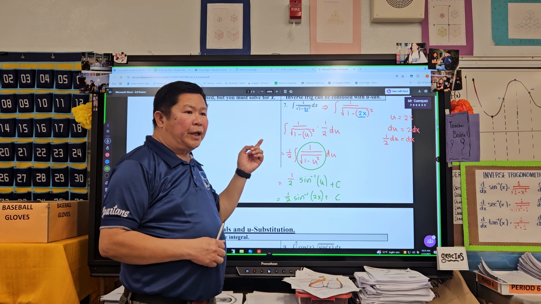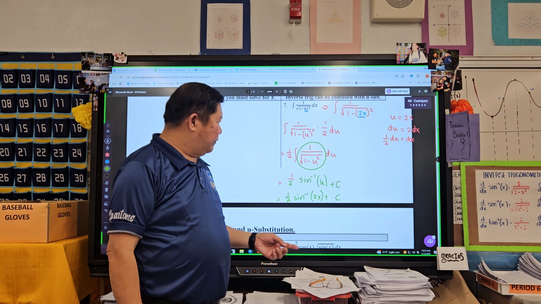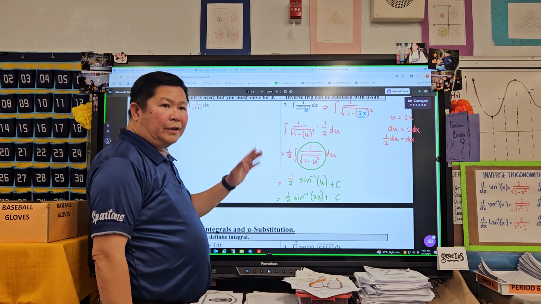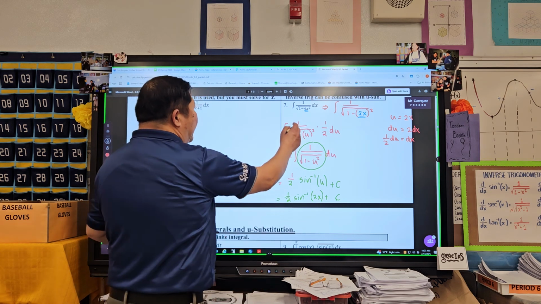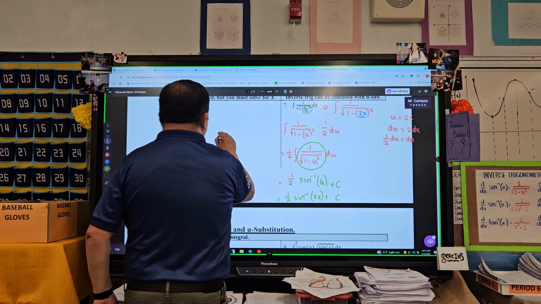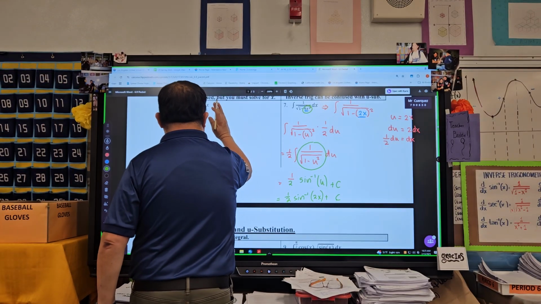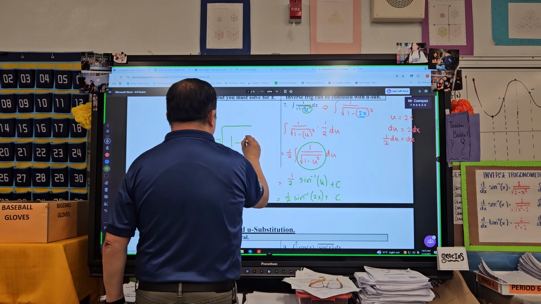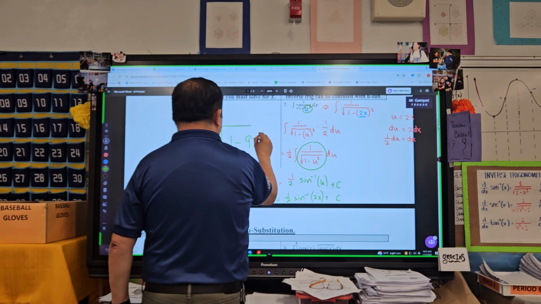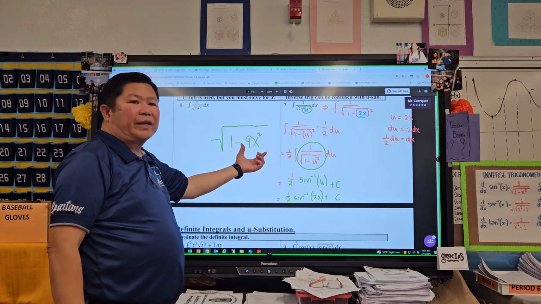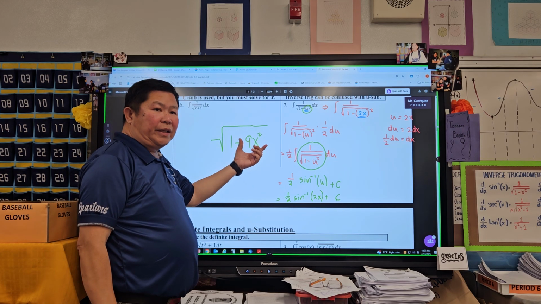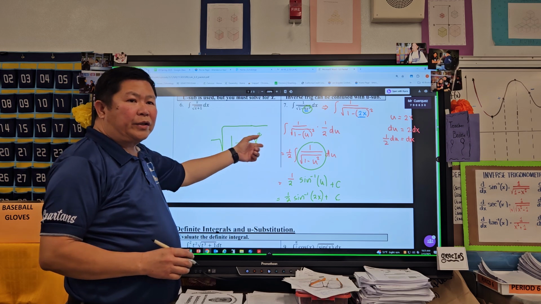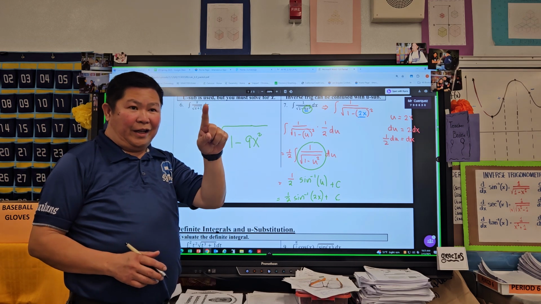The inverse trig of sine. Clear now? If this is square root of 1 minus 9x squared, you can rewrite this as 1 minus 3x and then square. Are you clarified now?